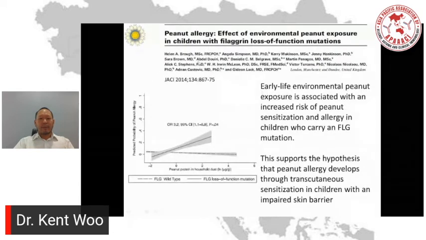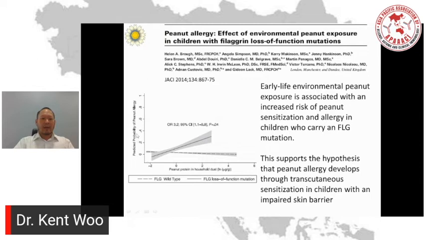Then the last paper of the series was published in JACI in 2014, where they demonstrated in these children with filaggrin loss of function mutation, increasing peanut protein in house dust was correlated with increasing probability of peanut allergy. You can see here a curve rising to the right as compared to the normal filaggrin patients.